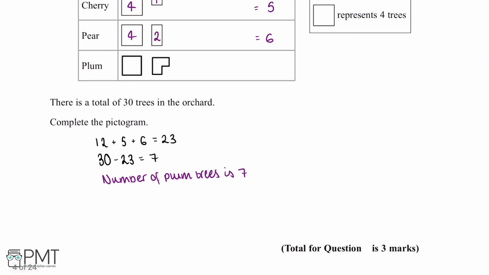Now this question's worth 3 marks. We'll get 1 mark for working out the total number of trees which are already represented in this pictogram. We'll get our 2nd mark for minusing this number from 30 to work out the number of plum trees. And we'll get our 3rd mark for correctly completing this pictogram.